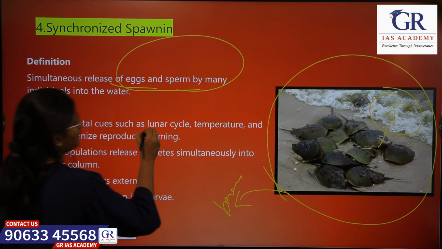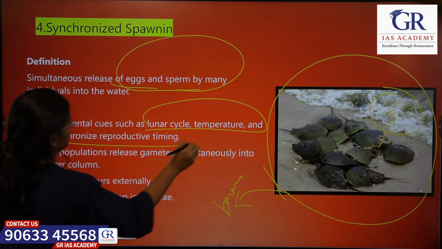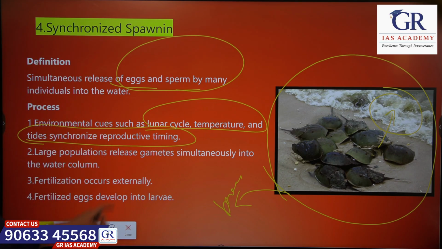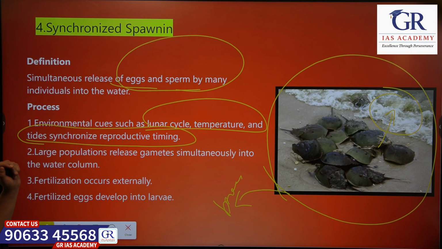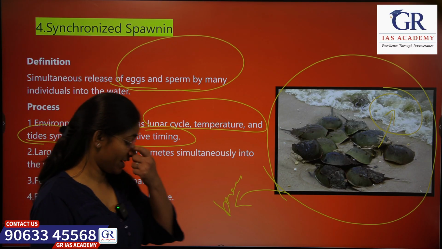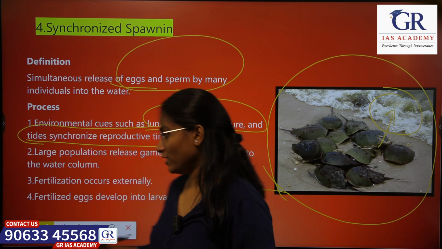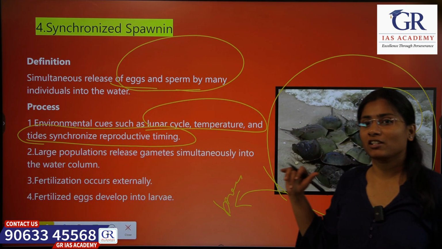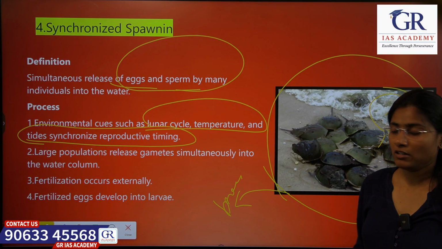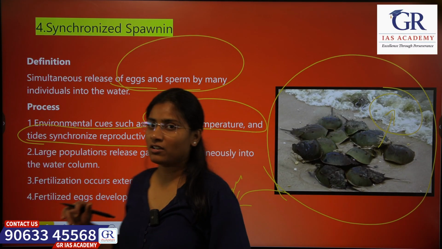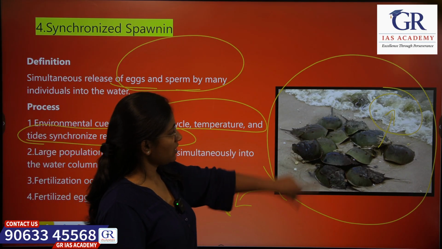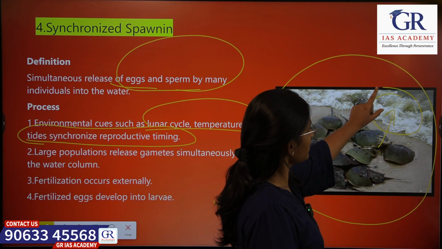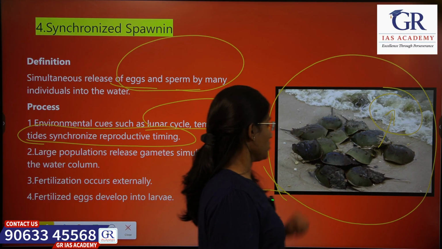See, whenever you have a lunar cycle and certain temperature, and there will be low tides and high tides, right? Those are all environmental cues which give a signal to these species for the timing of the reproduction process. So, using these environmental cues, they gather together at some place and then they release eggs and sperms together in the water.